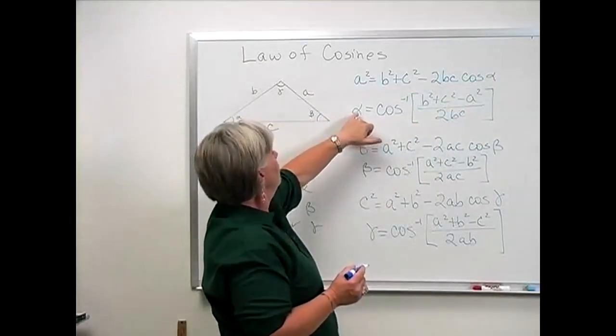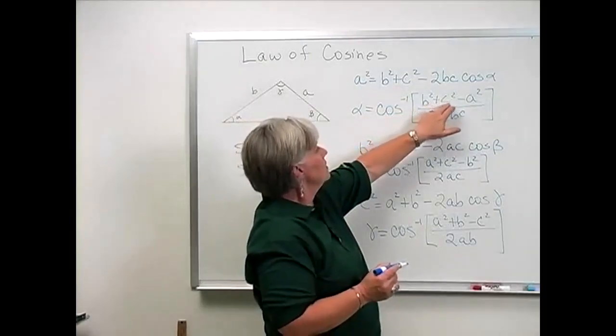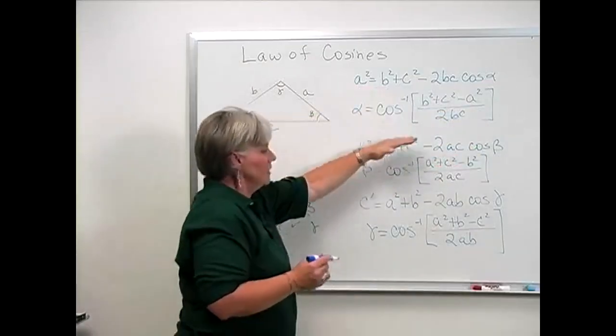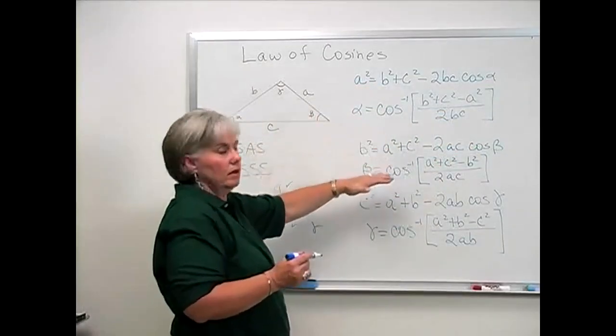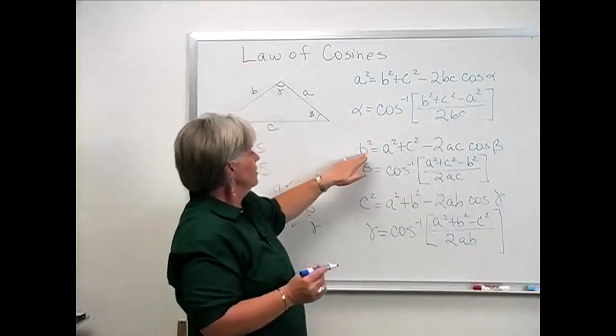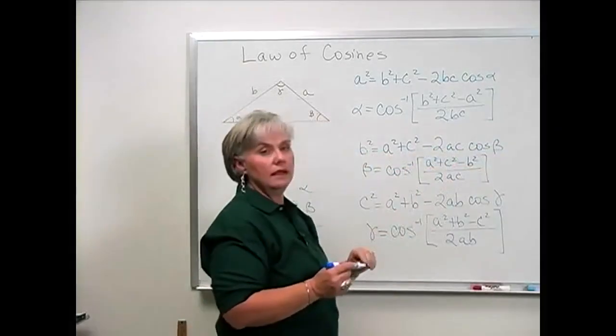And that we have then alpha is cosine inverse of b squared plus c squared minus a squared over 2bc. And as you study these, you'll see the similarities between all of them. They're very similar. You just have some letters that are going to change. This is b squared, and this is a and c, and beta, and so on like that.